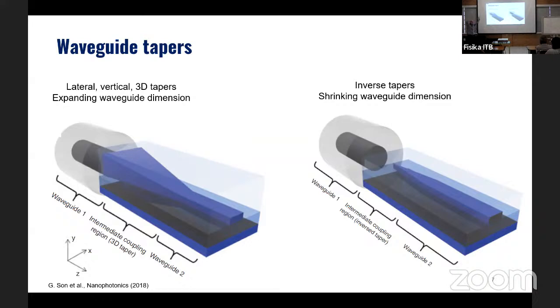But if you encapsulate it with some low index material, you still have waveguiding, because then you have contrast between this low index material and air. And then the mode can be tailored to match the mode of the fiber. So this has been implemented a lot in foundries, right? So if you talk about tapers, be sure you know which tapering you get from the foundries. Any question? So far, so good?